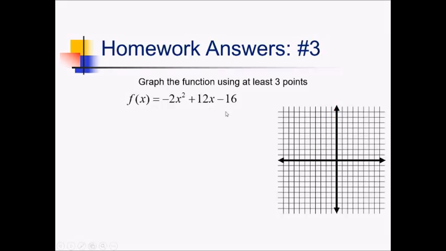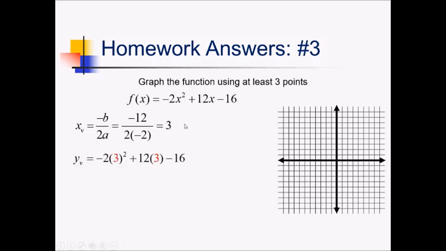For this one, we're trying to graph this quadratic in standard form. Let me start by getting the vertex. So negative b over 2a. So we've got negative 12, that's my b value. And then we have 2 times a, that's 2 times negative 2 for that. So this is negative 12 over negative 4, which is positive 3. Plugging 3 back in for x to get the y value. Let's see here.